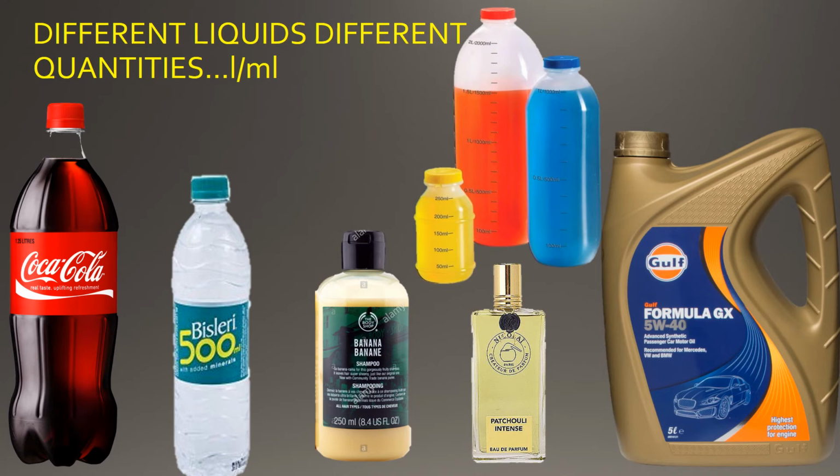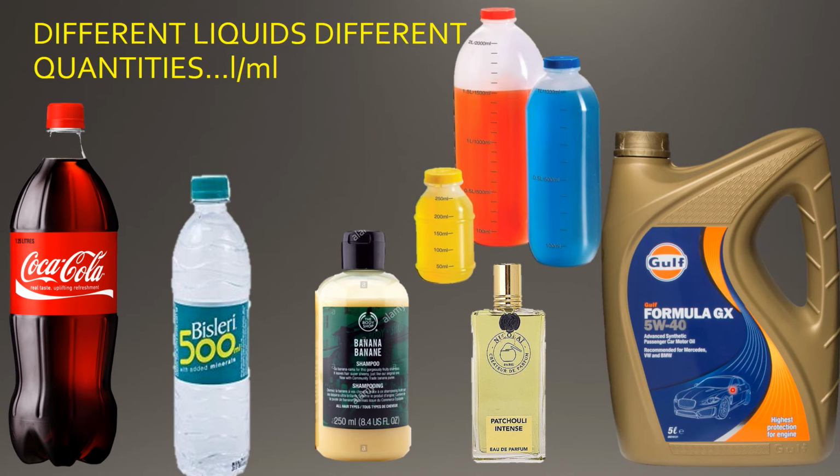Now, here you have different liquids and they are all in different quantities. To measure them, we use the standard unit of liter or milliliter. If you look at the Coca-Cola bottle here, it's written 1.25 liters. Here, the amount of water in this water bottle is 500 ml. Here, the shampoo bottle, look at the bottom, 250 ml, 250 milliliters. This is a perfume bottle. It's also a liquid and it is also measured in L or ml.